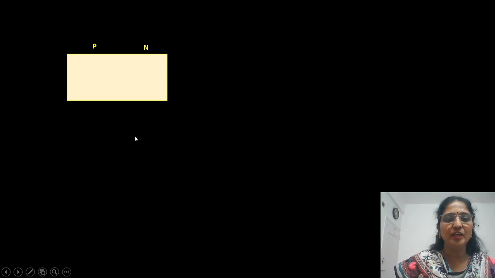In a PN junction diode, we connect two types of material, that is P type semiconductor with N type semiconductor. P type semiconductor has positive charge carriers because we add trivalent impurity in the silicon or any semiconductor we are using, silicon or germanium. But in N type there are negative charge carriers as we add pentavalent impurity in it.